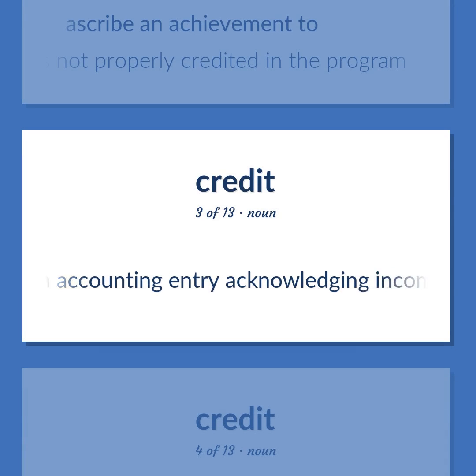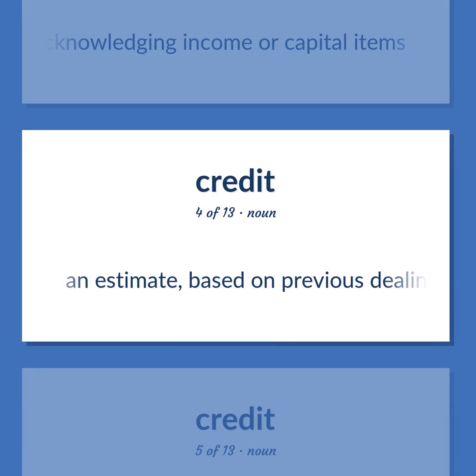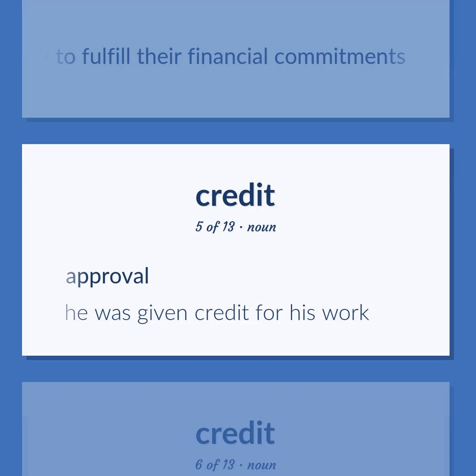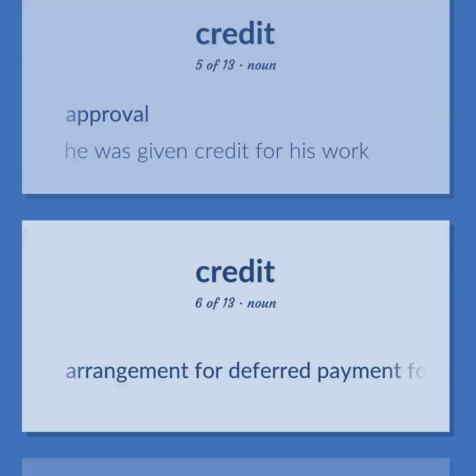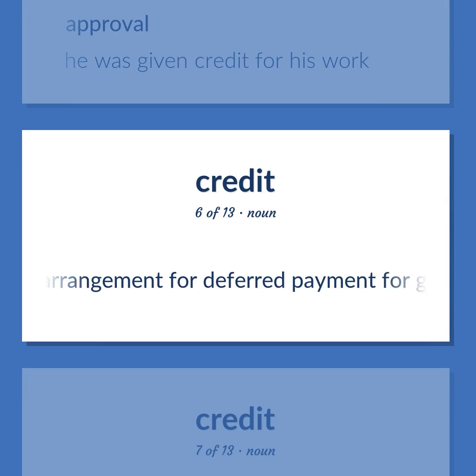An accounting entry acknowledging income or capital items. An estimate, based on previous dealings, of a person's or an organization's ability to fulfill their financial commitments. Approval. He was given credit for his work. Arrangement for deferred payment for goods and services.